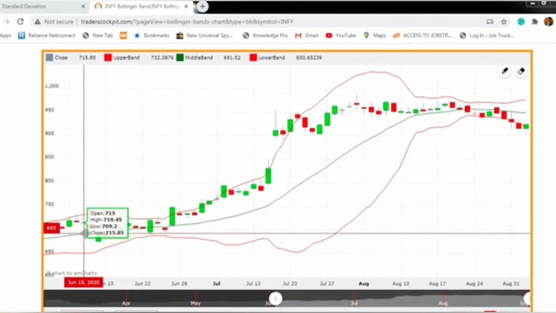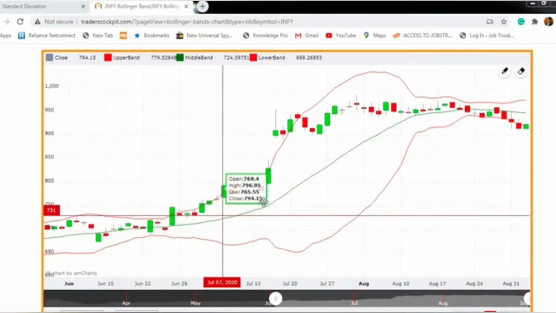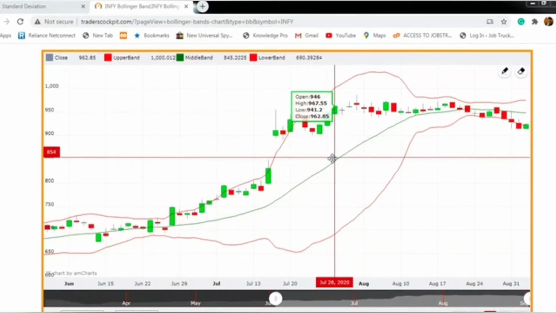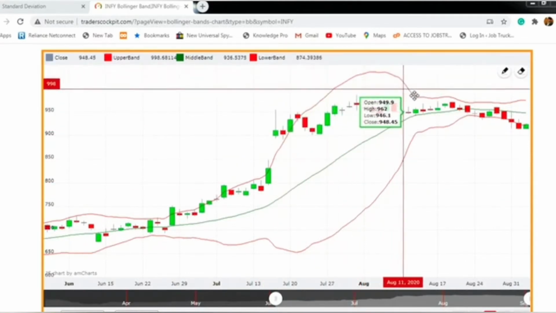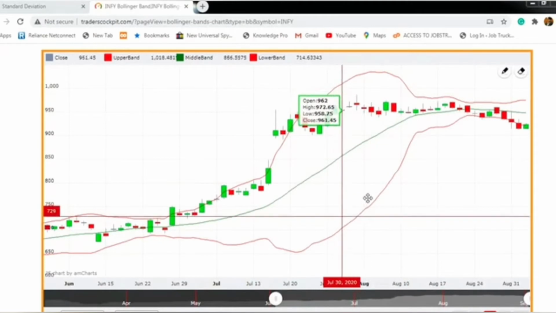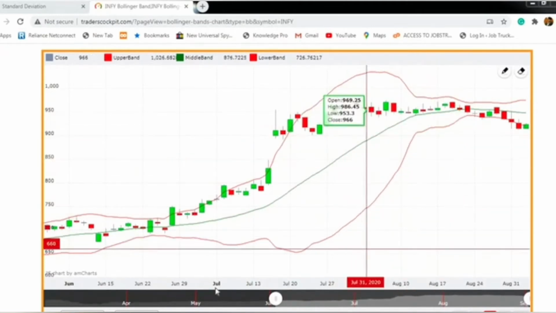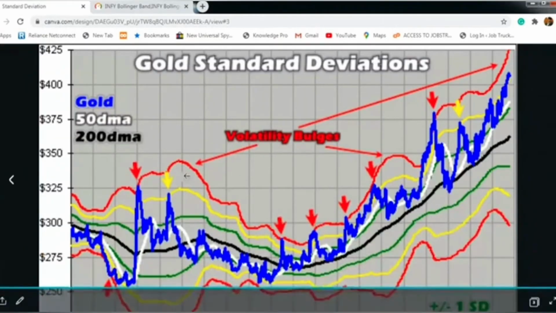This line is the one which shows you the standard deviation, and this line is called the middle band. This is a Bollinger Band. The line that comes upwards is the upper band, and the lower one is the lower band. That is what the chart looks like when you look at a standard deviation.